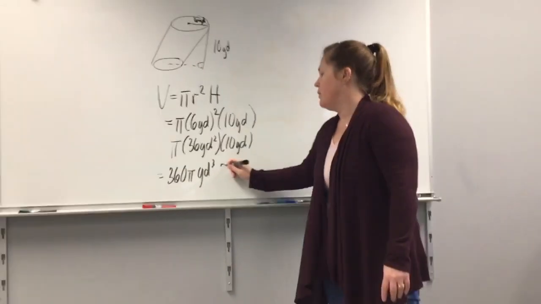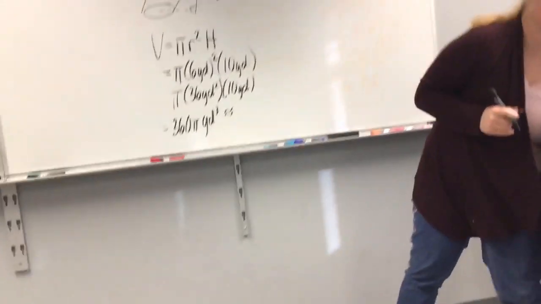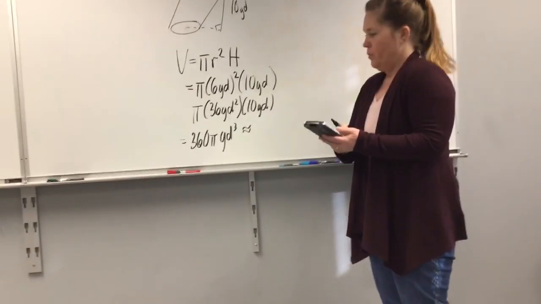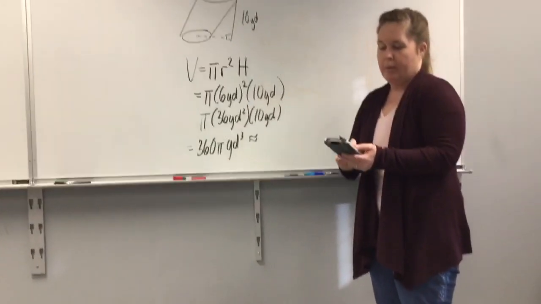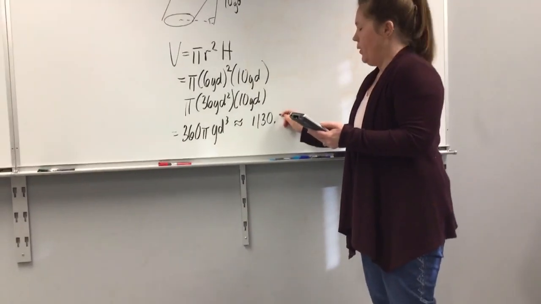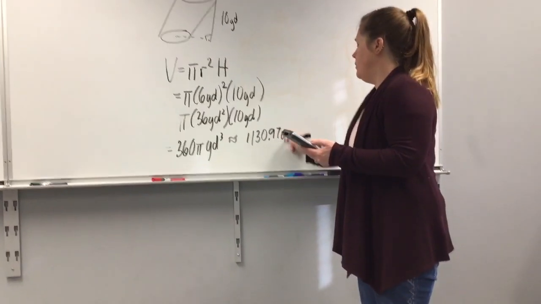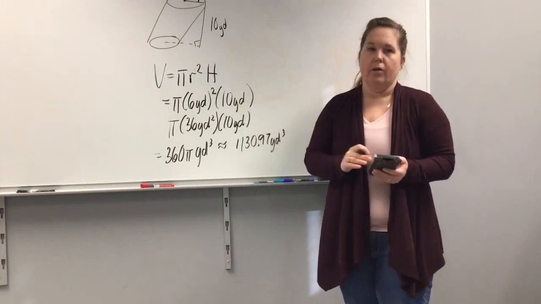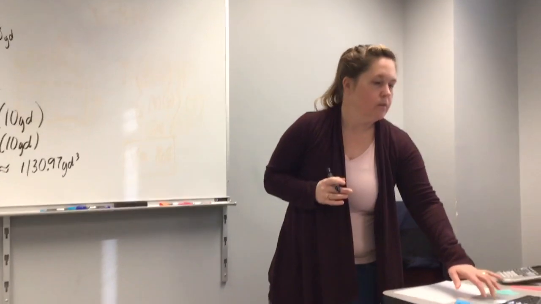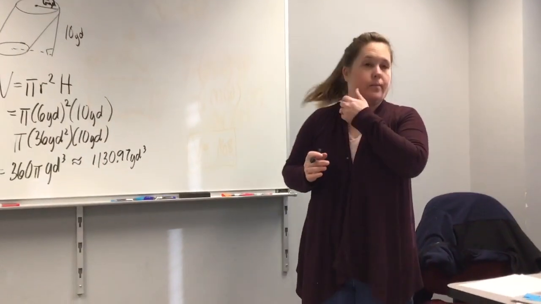Again, if your Clever assignment asks you for the approximation, it'll tell you where to round it to. We just multiply the 360 times the pi, and we get 1130.97 cubic yards. Okay, so that's how we find our volume of a cylinder.